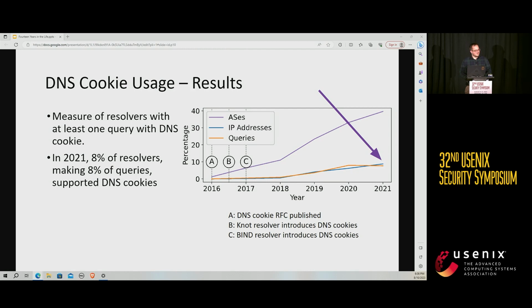For cookies, we look for resolvers that sent at least one query with a cookie. We start our analysis for cookies in 2016, the year the specification was published. The percentage of DNS resolvers supporting cookies has steadily increased since then, ending with 8% of resolvers and making 8% of queries in 2021.